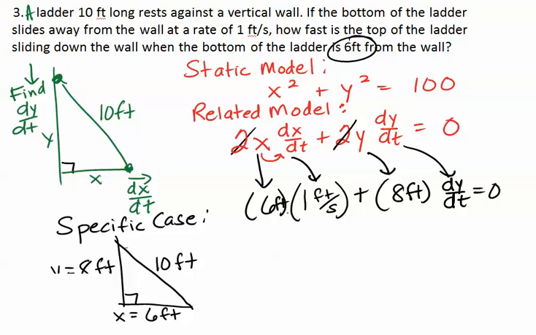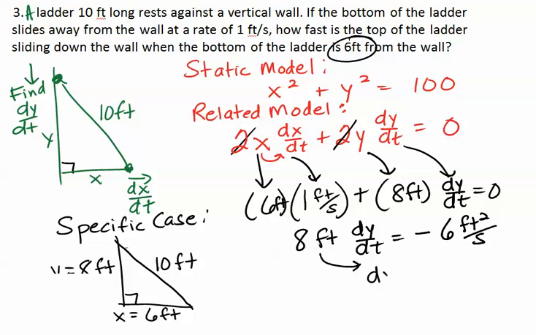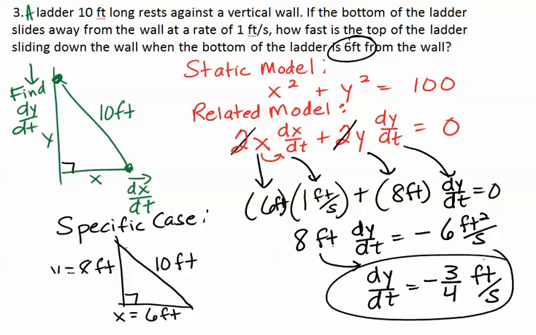So here we have 6 square feet per second. We can move that to the other side. And it will be negative 6 square feet per second. And then we're going to divide both sides by the 8 feet. So negative 6 over 8, or negative 3/4. And square feet per second divided by feet to the first power will give us the correct units we were looking for of negative 3/4 feet per second. The negative, of course, tells us that the top of the ladder is sliding down at that point. All right, one more.